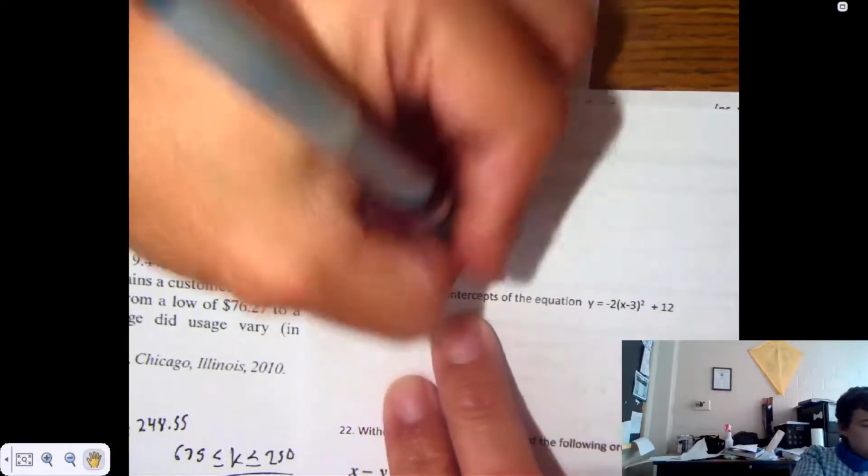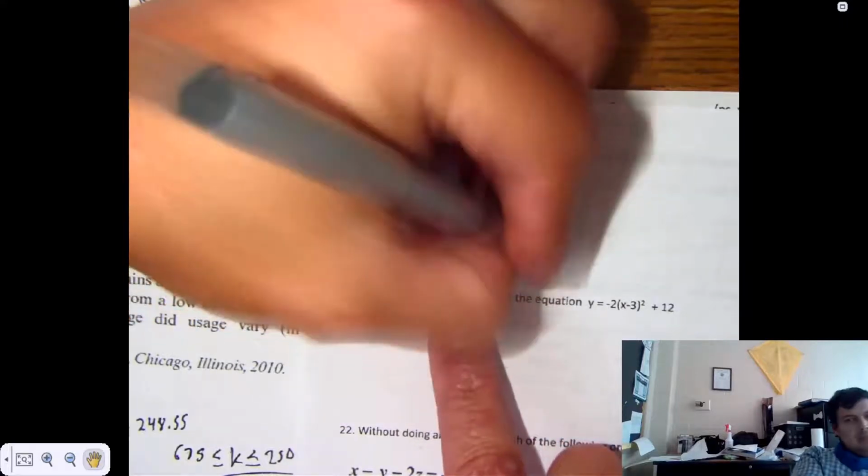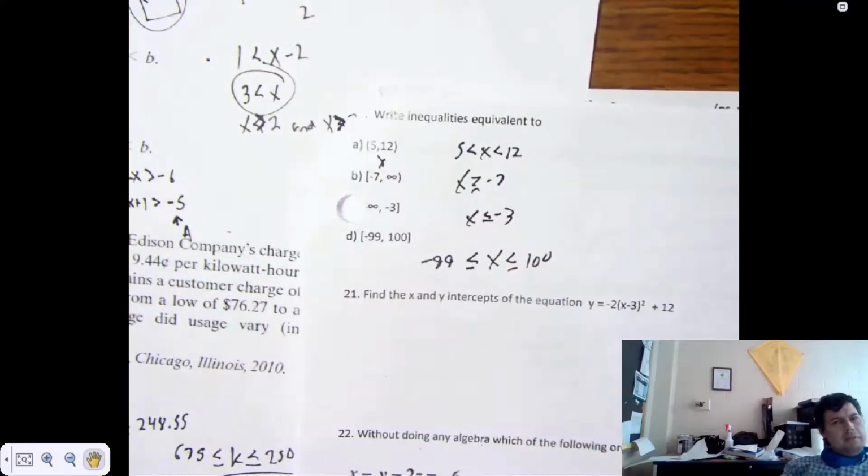-99 to 100, we put the x in the center. Now I'm using equality symbols because these are brackets. -99, 100. This is a super easy question. I hope you don't miss it.